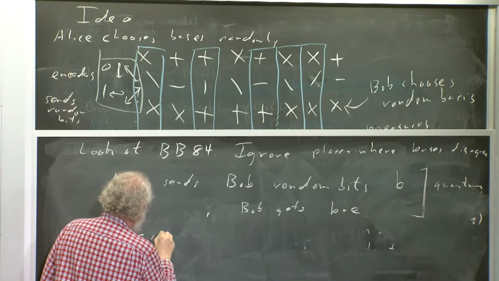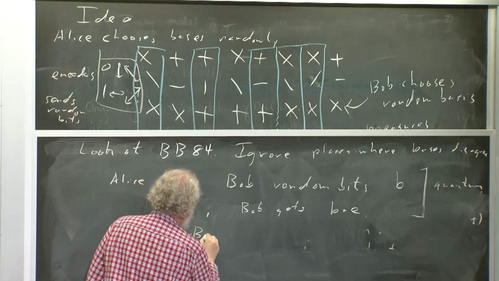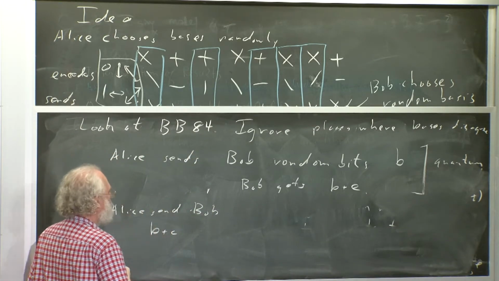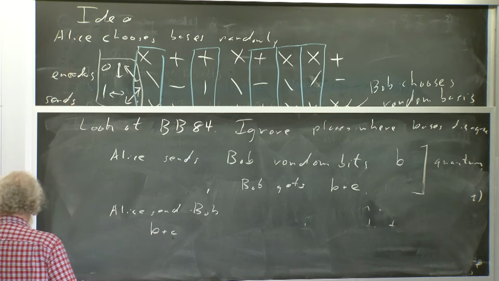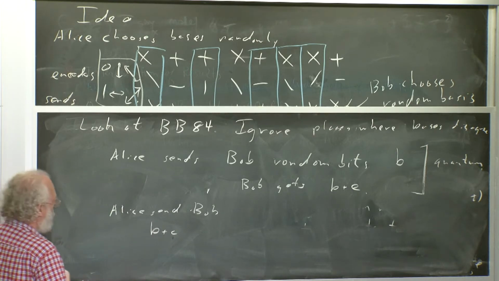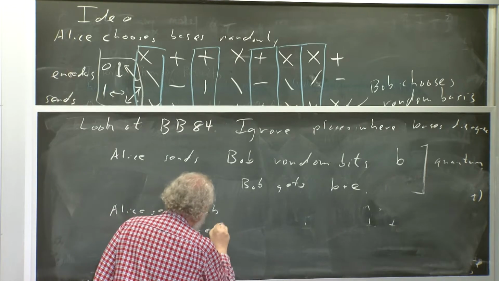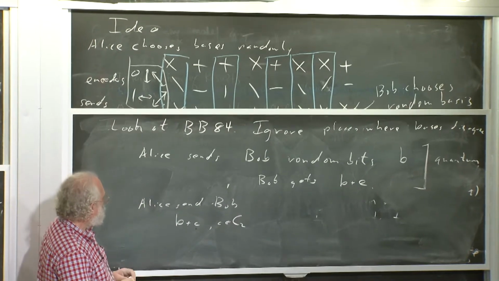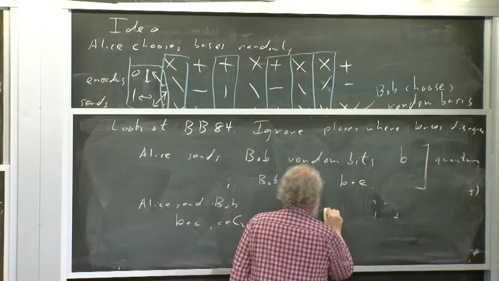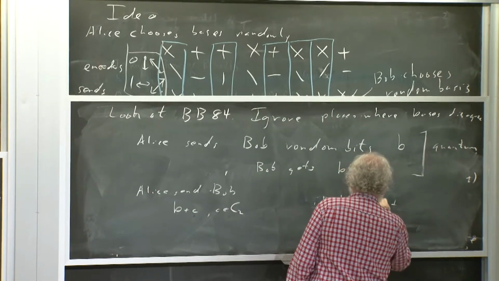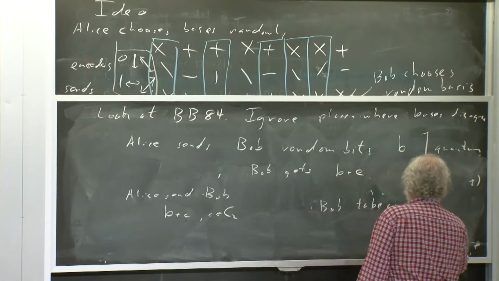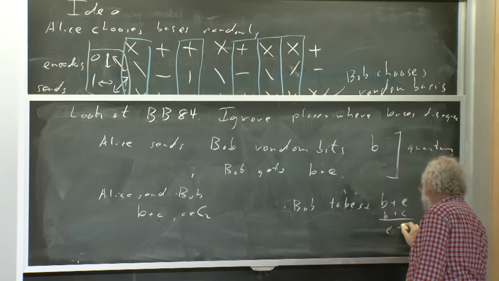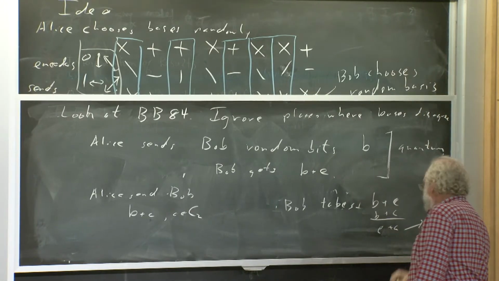Alice sends Bob B plus C, where C is in some classical error correcting code. Let's call that classical error correcting code C2. Bob takes B plus E and B plus C and adds them. You get E plus C and corrects it to C.